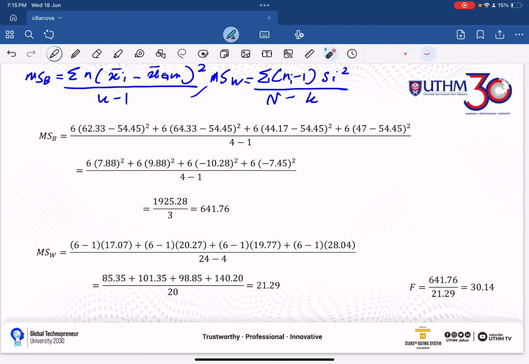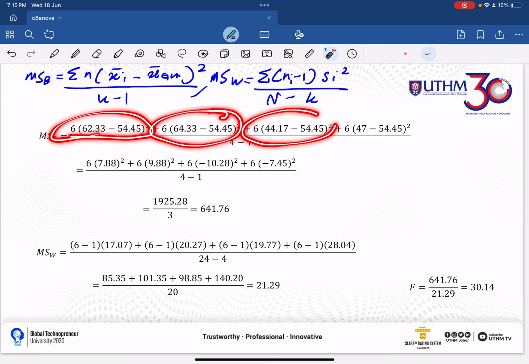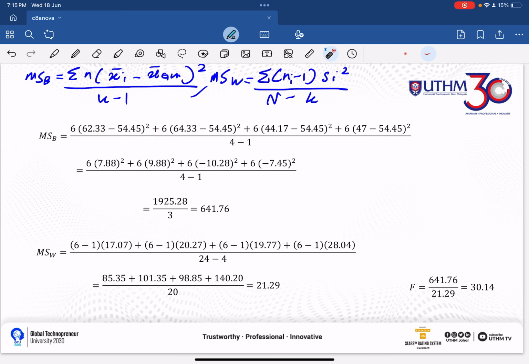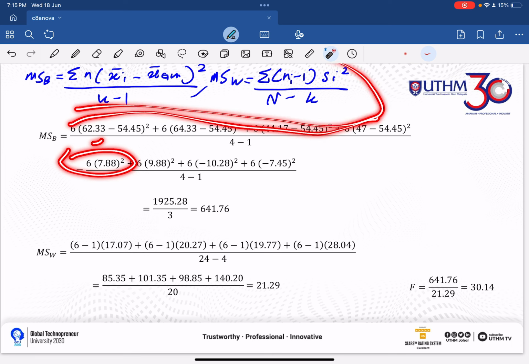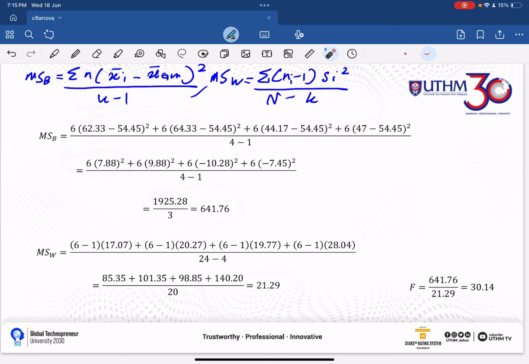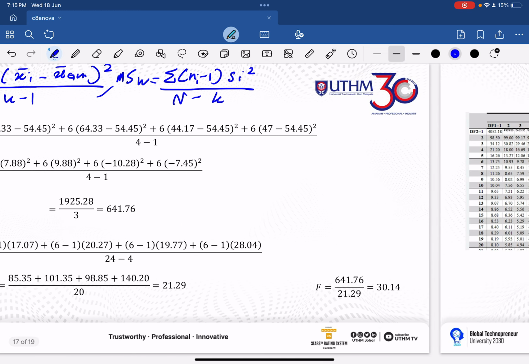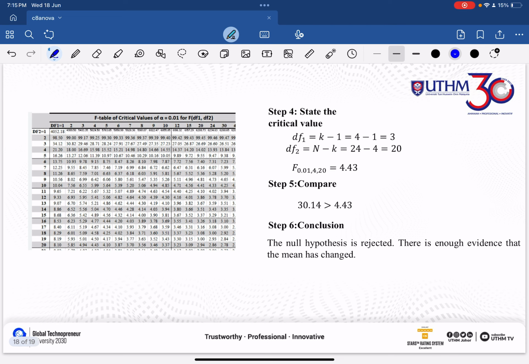So these are the formula. So you just substitute all of the value you already calculated before. Mean for each group. So we have 4 groups. So we have 4 values you need to find out. Then divide by k minus 1. The group number minus 1. Substitute all of the value into the equation. And then this is our answer for MSB and MSW. Right? And then find the F. MSB divided by MSW. This is our answer. 30.14.